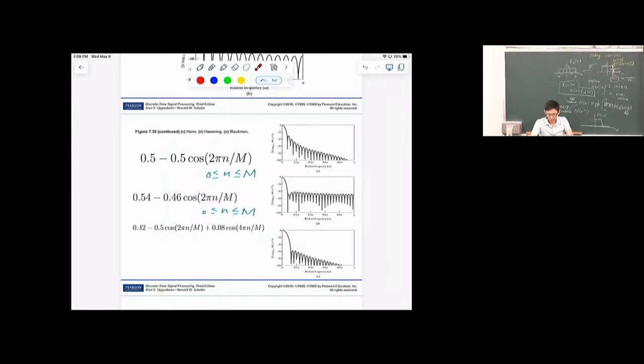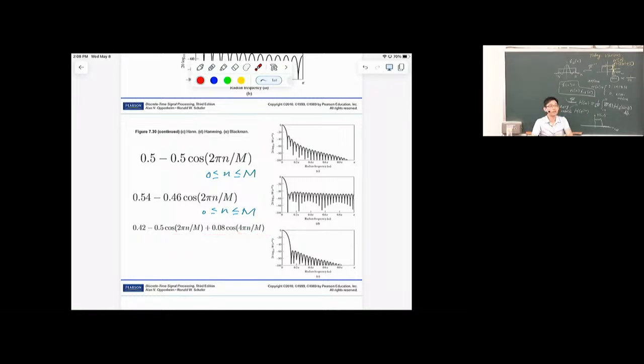And then finally, the Blackman window has 3 terms in the time domain. So we add one more term of cosine. By adding one more term of cosine, we can adjust the coefficients to make it maximally smooth. Anyway, they are there.